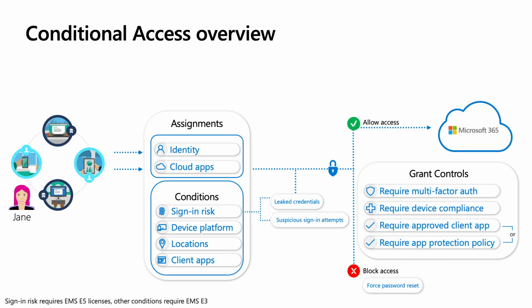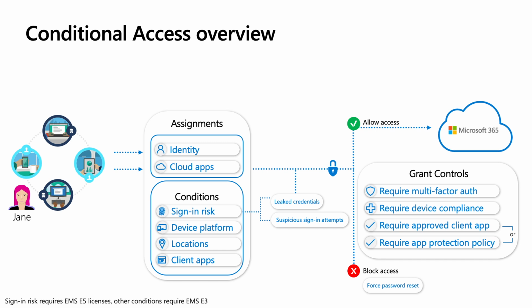So now that we understand what app protection policies are and how they can be used to protect work or school account data, we need to understand how we can enforce those app protection policies. And that's through Azure Active Directory Conditional Access. Conditional access is nothing more than a policy-driven approach that applies an if-then model to make decisions based on the authentication request of whether to allow access or to block access.